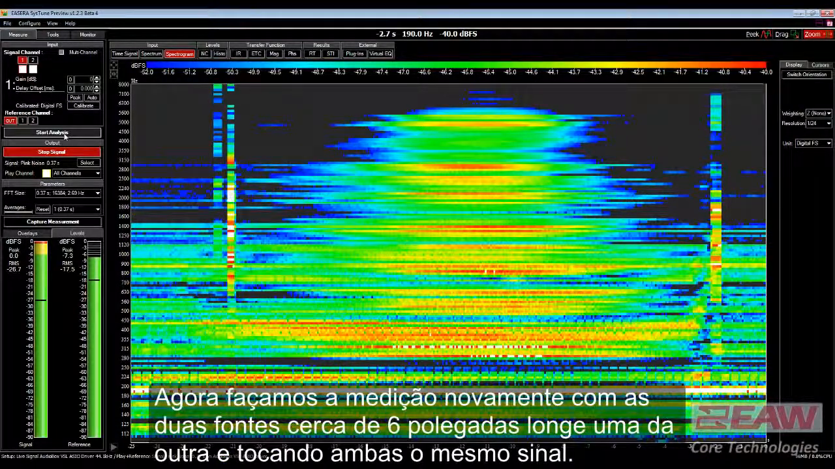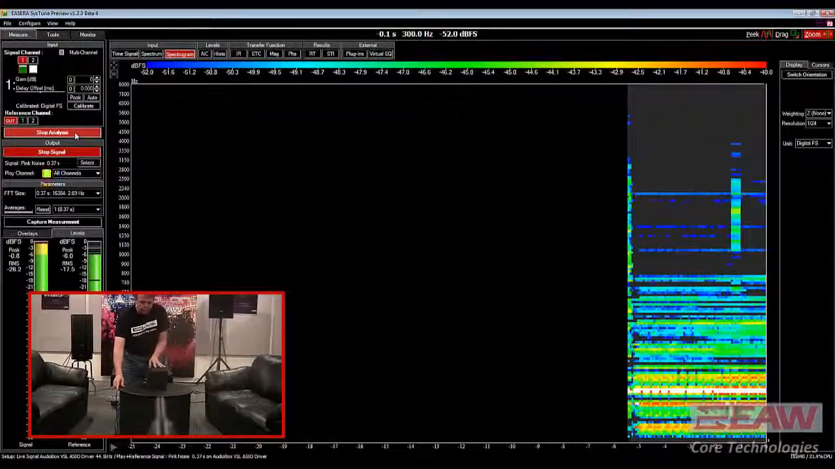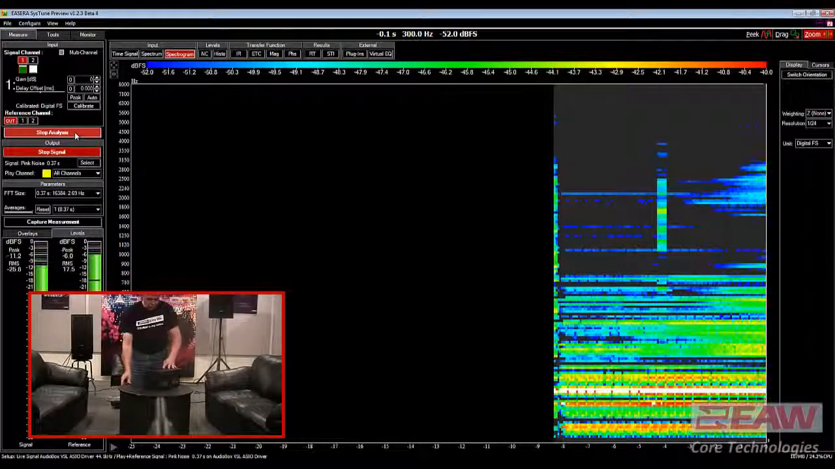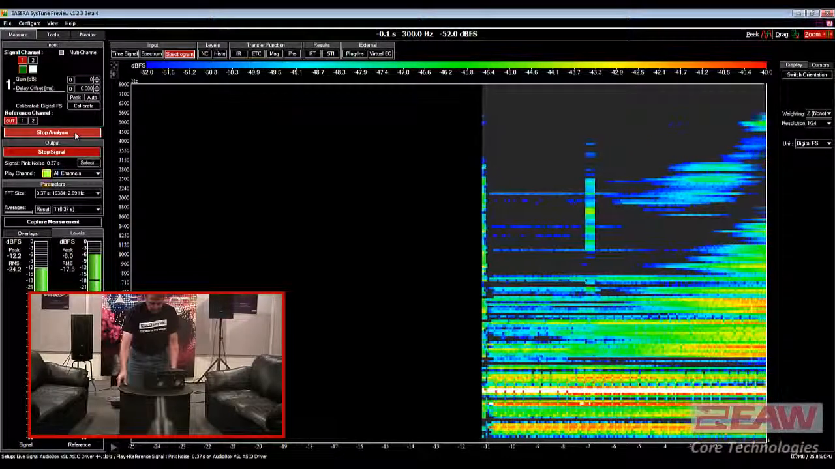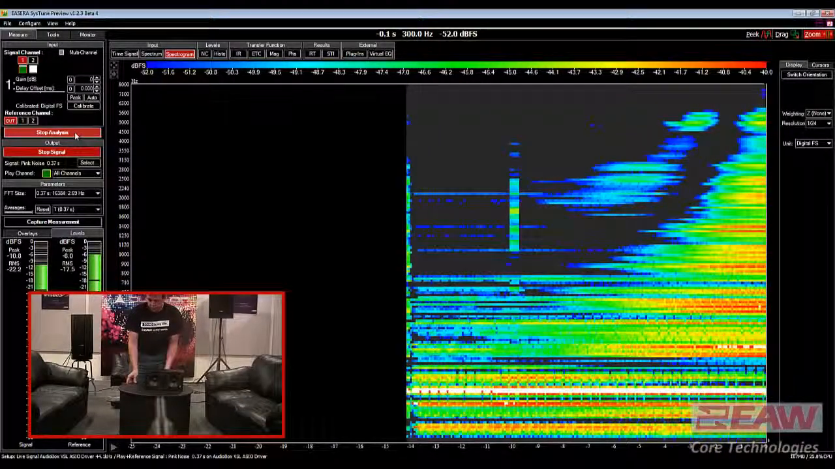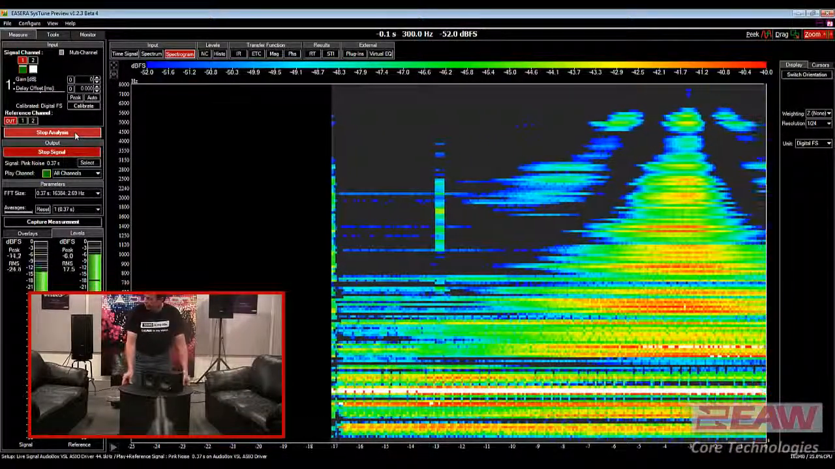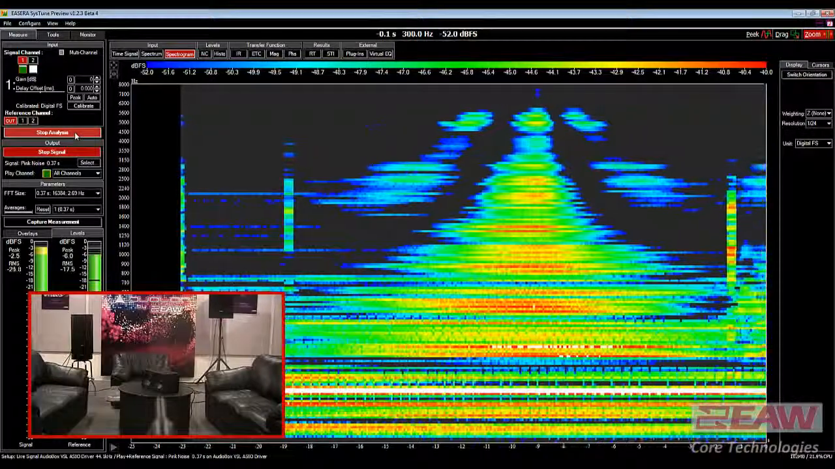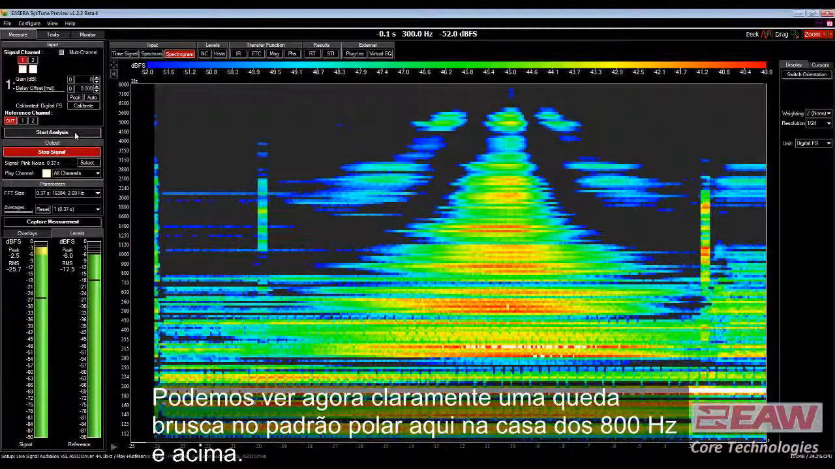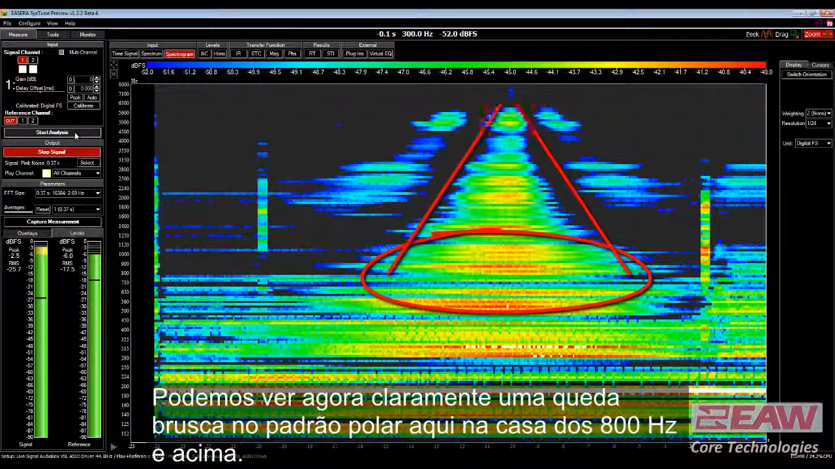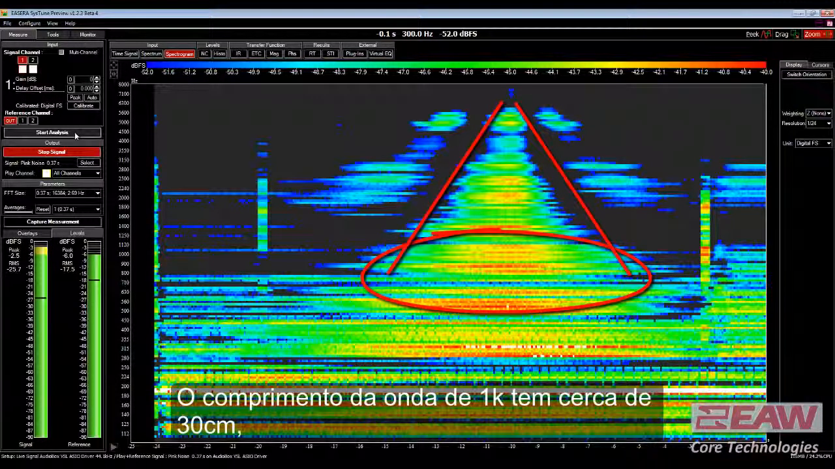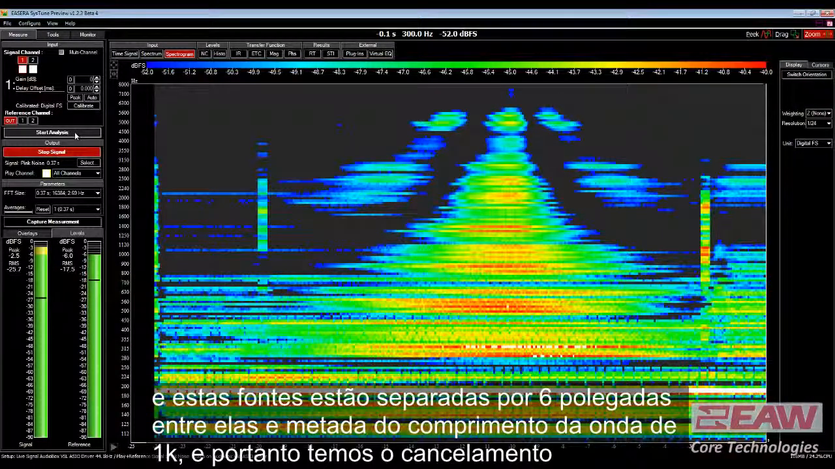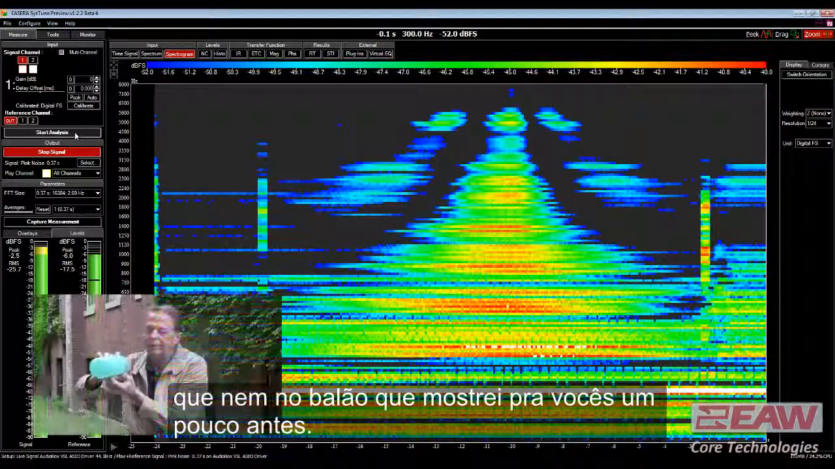Now let's do the measurement again with two sources about 6 inches apart playing the same signal. Now we clearly see some collapse in polar pattern here around 800 Hertz and up. The wavelength of 1K is about 1 foot, and these sources are spaced 6 inches apart, about a half wavelength of 1K. So we get cancellation like the balloon I showed you earlier.